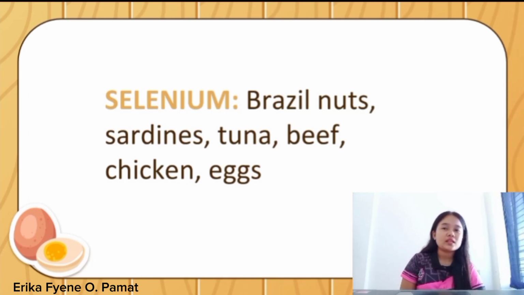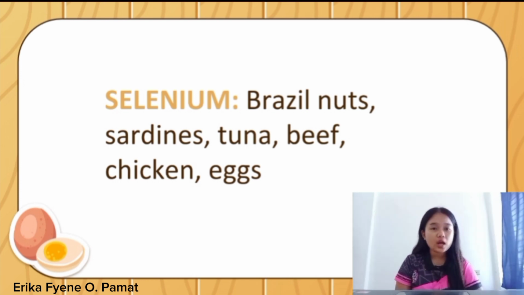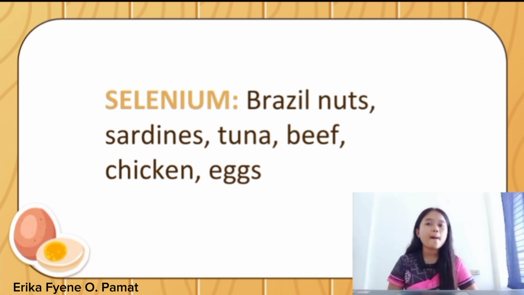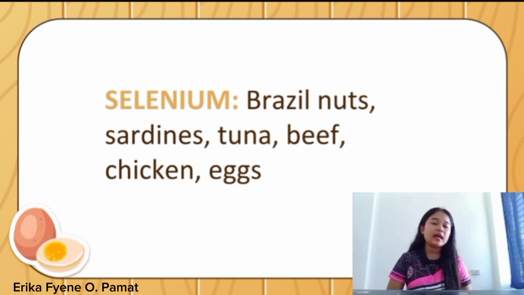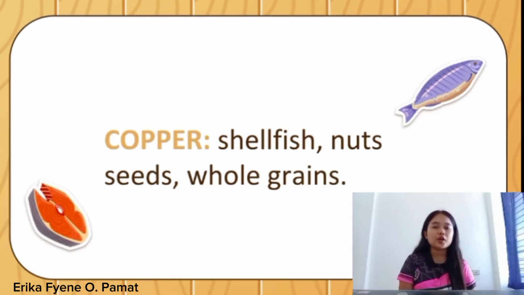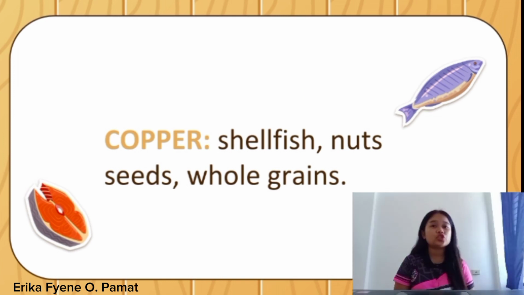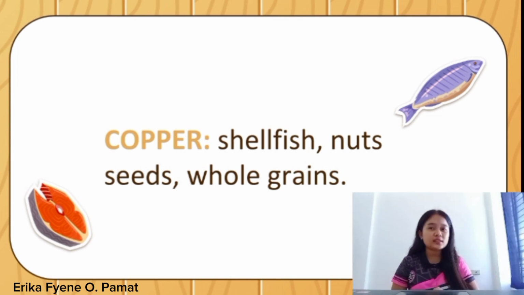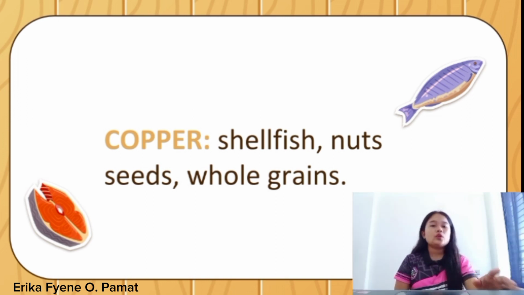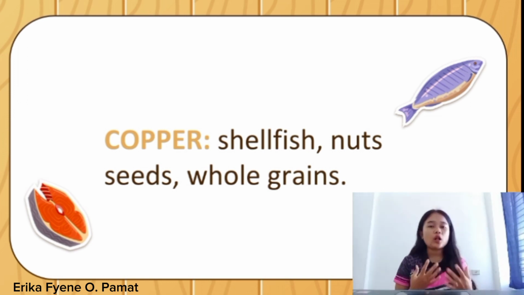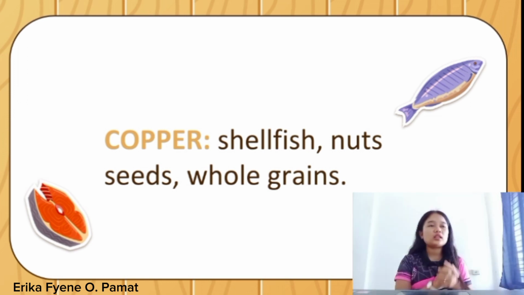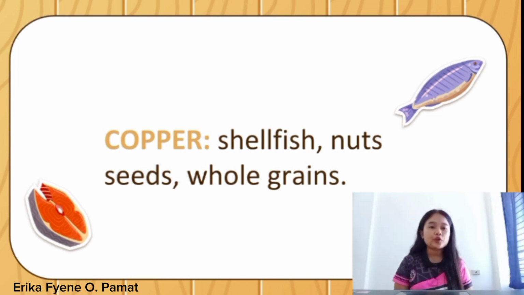Selenium can be found in Brazil nuts, sardines, tuna, beef, chicken, and eggs. Copper can be found in shellfish, nuts, seeds, and whole grains. So, that's all for the functions and sources of microminerals. And now let's move on to the requirements of microminerals.